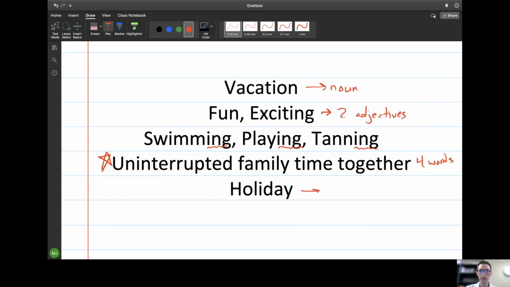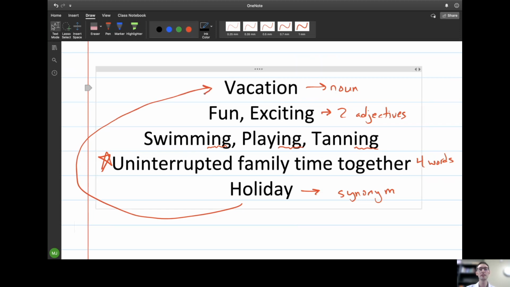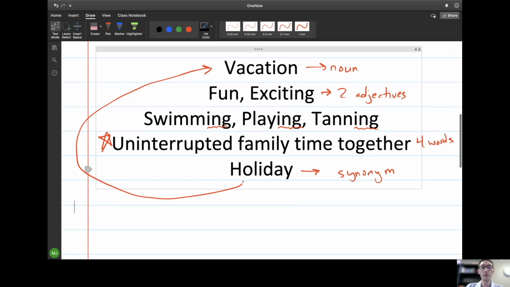Every Cinquain poem ends with a 5th line. That's what makes it a Cinquain, which is a synonym to describe the noun, which is the subject of the poem that began at the very beginning. So holiday and vacation, there you have it. That's a good example of a Cinquain poem.